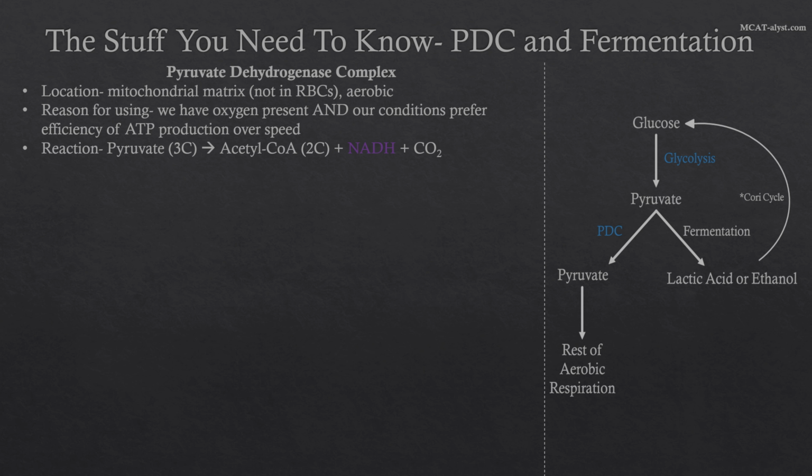So the basic summary of the reaction of the PDC is we're taking the 3-carbon pyruvate and we're turning it into 2-acetyl-CoA. In doing so, we're going to produce an NADH, one of those electron carriers, as well as a carbon dioxide. I want to take a moment to point out here that every single time we're producing one of these electron carriers, NADH or FADH2, this is a redox reaction.